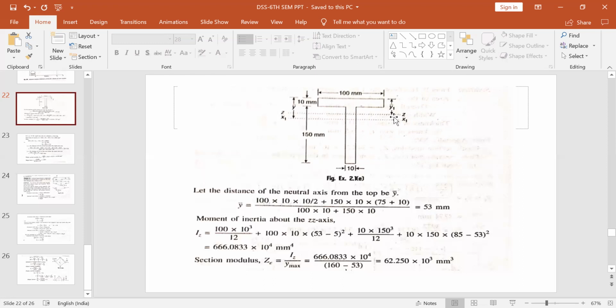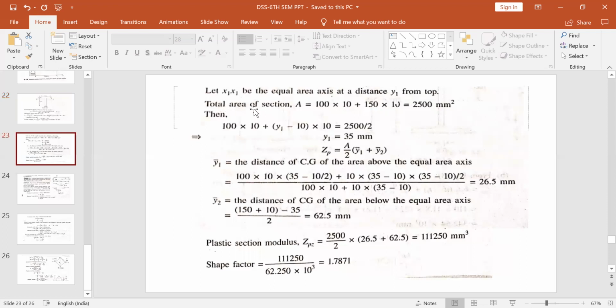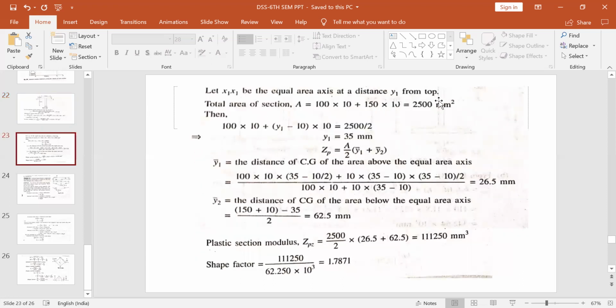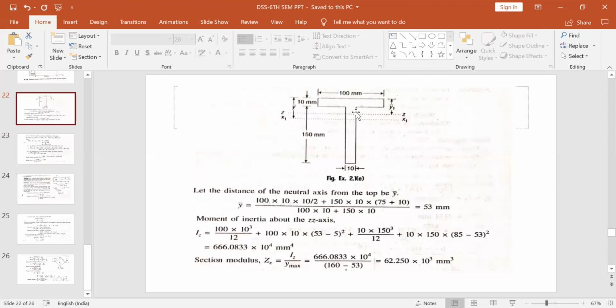Now the total area of the section A is 100 into 10 plus 150 into 10. So this is the total area. Then for the top section, what will be the area? Half of the total area, that is 1250. And now let us assume that this distance is y1, and the thickness is 10. So 10 into y1 plus 100 into 10 will be equal to this area 1250.